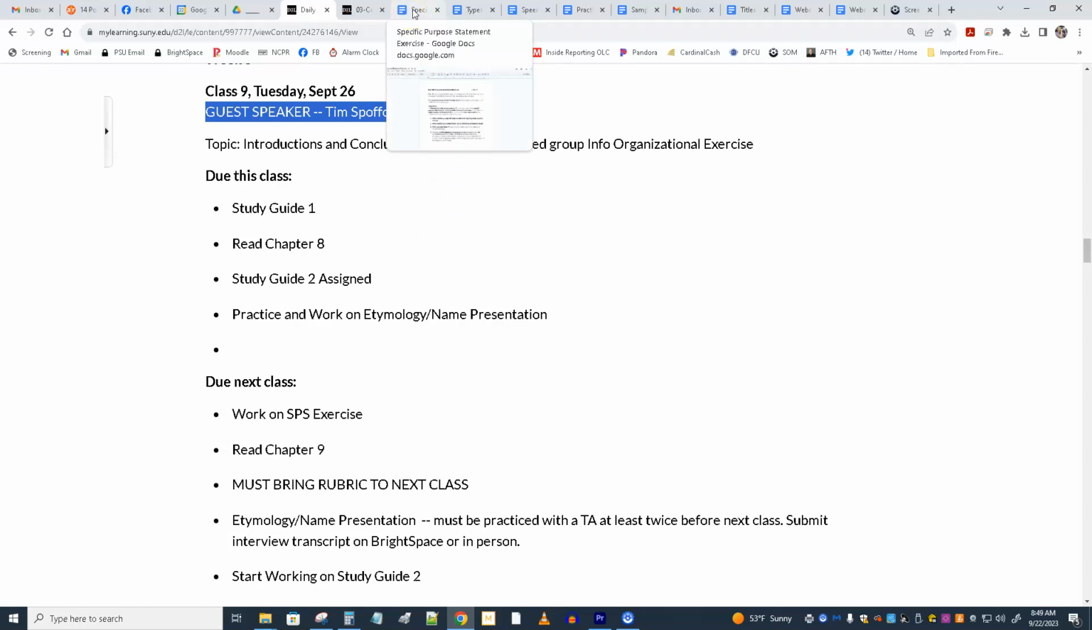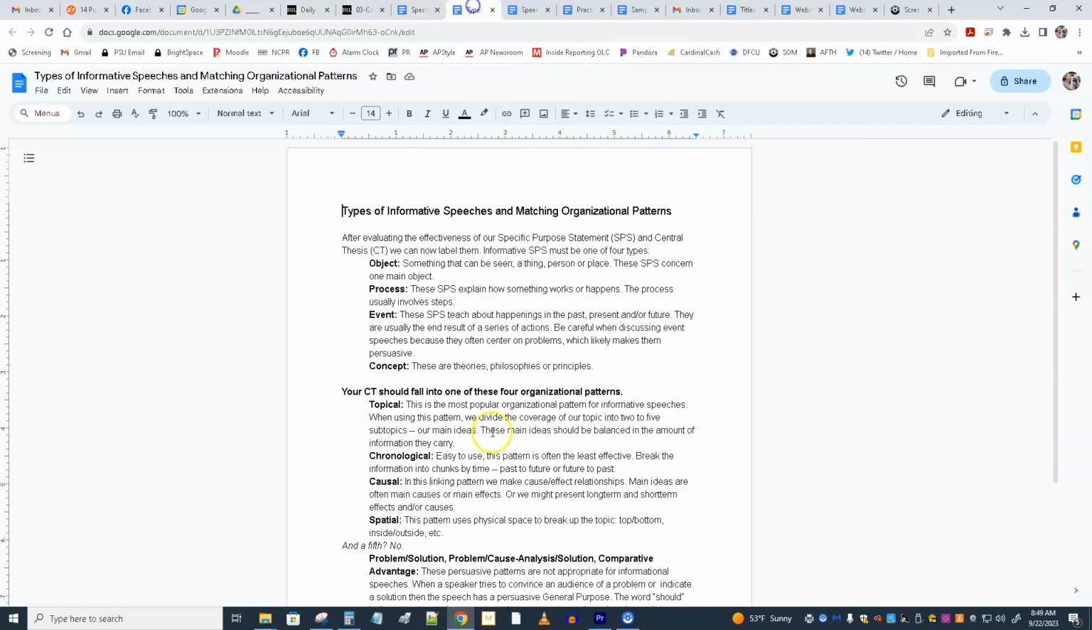So the important handout I gave is this one, which says, okay, now we can take the SPS and ask, is it an object? Is it about something that can be seen, a person, place, or a thing? Is it a process? It's about something that has multiple steps, explains how something happens. Is it an event?